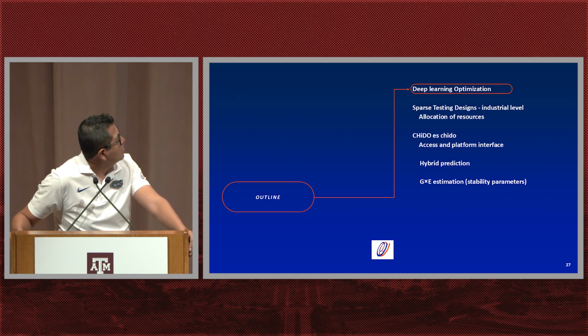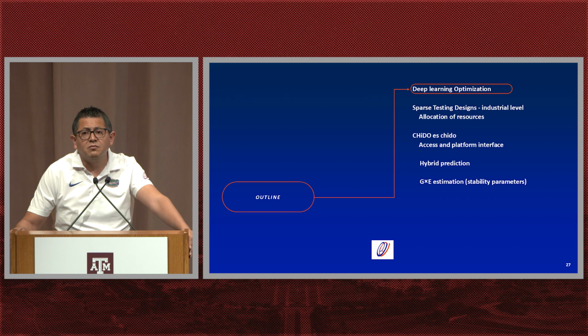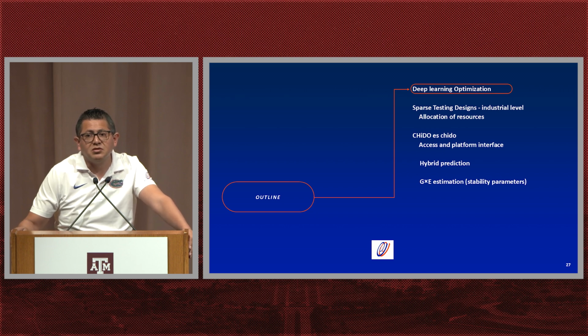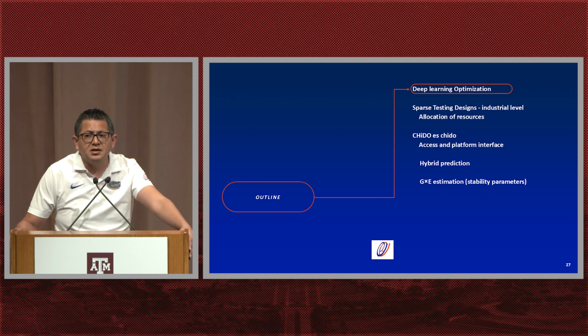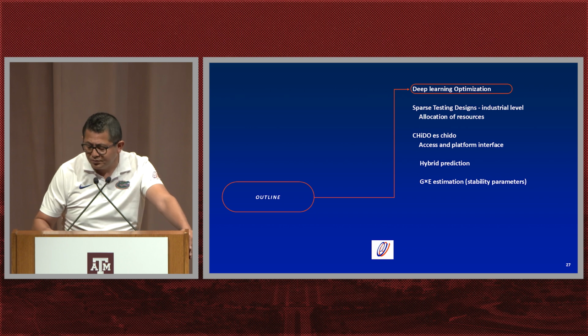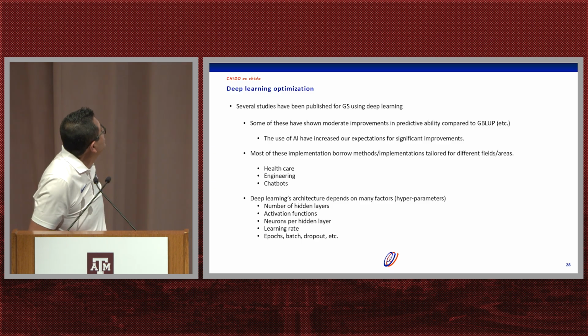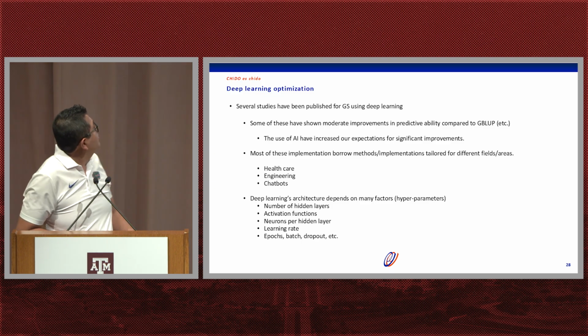And then I'm going to talk about CHiDO, so the platform, what it is, how we can access the platform, and what type of analysis we can conduct in this case, right? We can use it for genomic prediction, we can use it for hybrid prediction when you have genomic information from the parents, or if you are trying to study stability patterns. So let's start with the deep learning optimization.